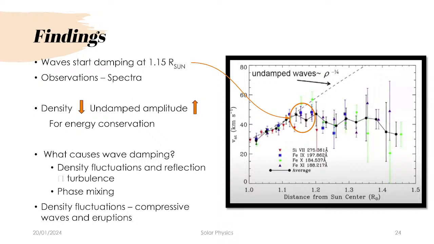You would think, why should the wave amplitude actually increase with distance? That is basically because with distance your density is decreasing. So the Alfvén wave amplitude, if you remember the equation, depends on your density. So when your density is decreasing, you will want your Alfvén wave amplitude to increase.